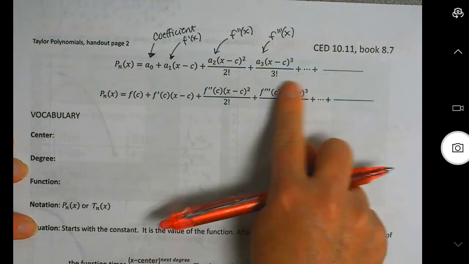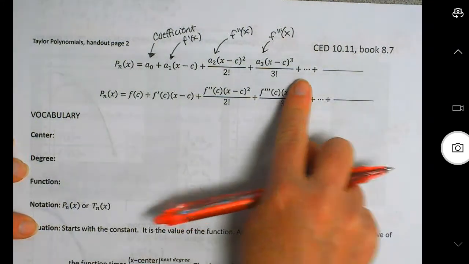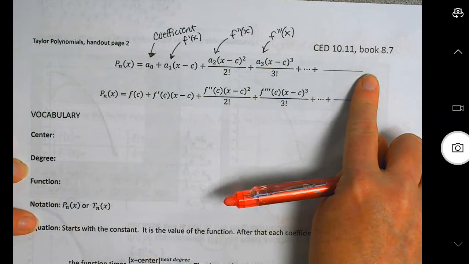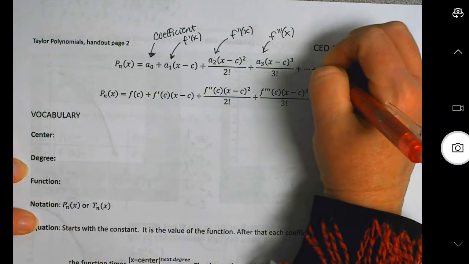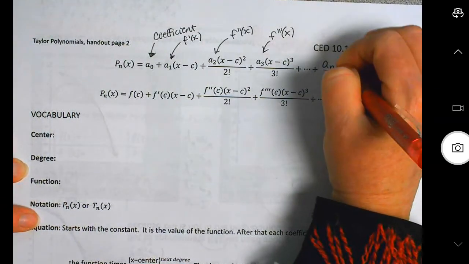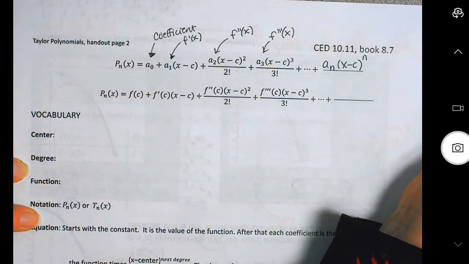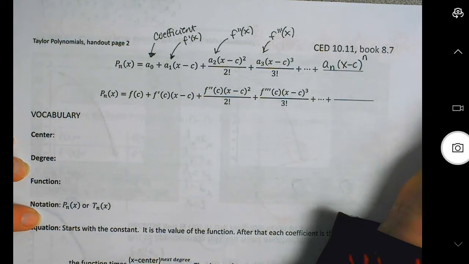And it would keep going, and we're familiar with series. We've written out things like this for the past couple weeks. This last term, you already told me I'm going to write as a sub n x minus c to the nth power, and then what goes in the denominator? In factorial.